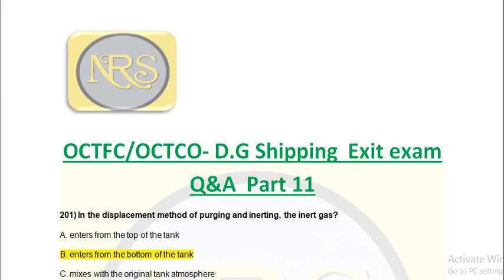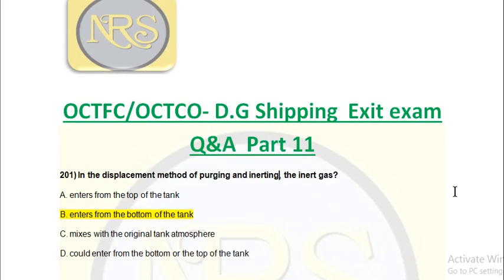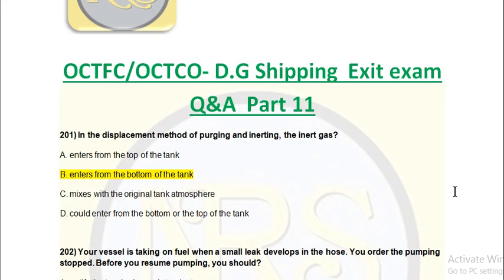Question number 201. In the displacement method of purging and inerting, the inert gas: option A, enters from the top of the tank. Option B, enters from the bottom of the tank. Option C, mixes with the original tank atmosphere. Option D, could enter from the bottom or the top of the tank.